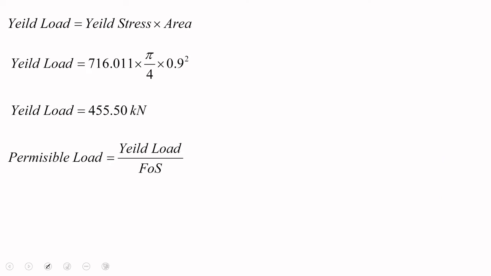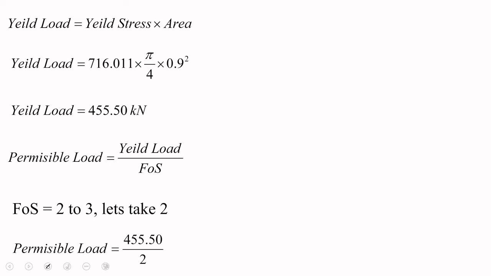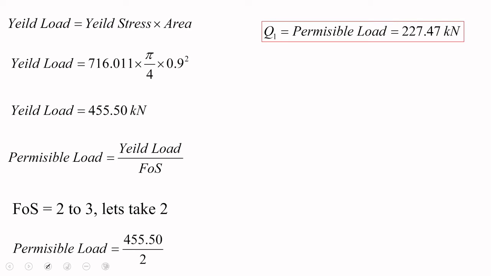Okay, so what is the permissible load? Permissible load is yield load divided by factor of safety. Here the factor of safety is not given in the question, so you can assume any. In the question, factor of safety is given against bearing, not against yield bulging. So factor of safety will be 2 to 3. Let's take factor of safety equal to 2. So permissible load will be equal to 455.5 divided by 2. It will come around Q1. Q1, the permissible load, will be equal to 227.47 kilonewton. Okay. So this is the one load which we have found.